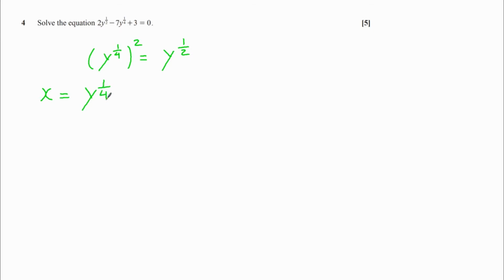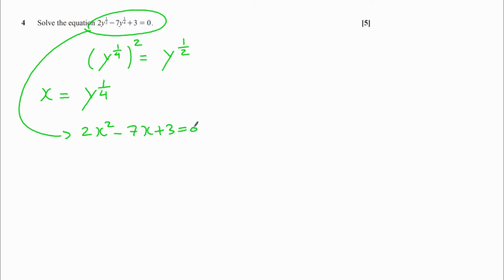If I rewrite this based on that assumption, what I get is 2x squared minus 7x plus 3 equals 0. Again, I can use the direct formula to find x from here. As you can see, the direct formula for the quadratic equation is very important in Core 1. You need to be able to use it efficiently and on time.